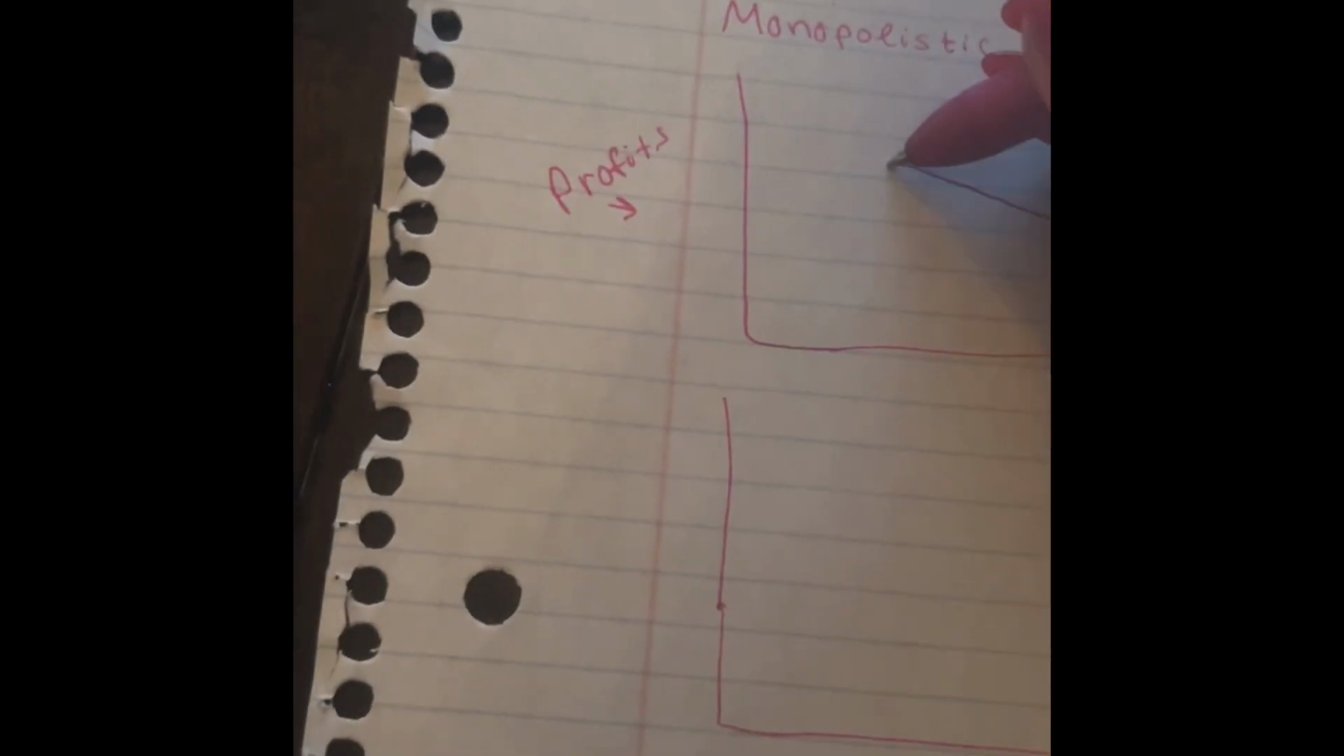So what that would look like for profits, first we have the demand curve and the marginal revenue curve, which are both downward sloping because for monopolistic competition, the products differ, so they have control over the price. Even though there are some substitutes, the firms have control over their prices, so the demand is downward sloping.